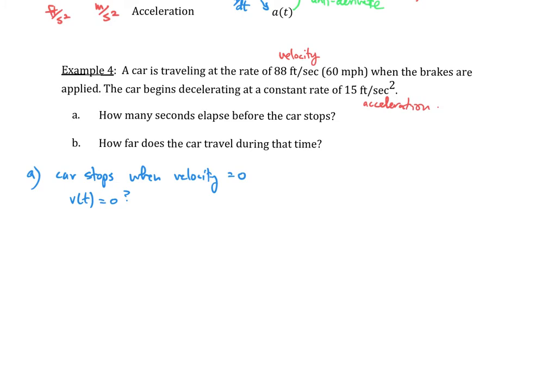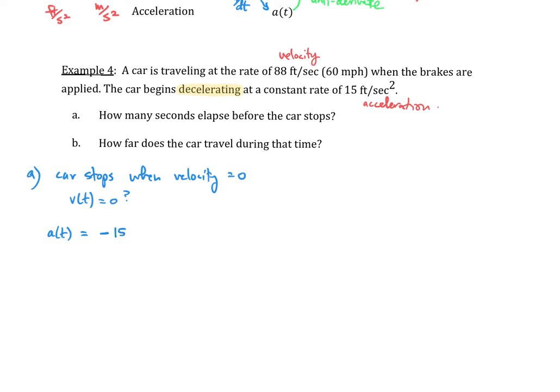What I need to do then is create a function for the velocity. In fact, I got to go and find my acceleration function, my velocity function, and my position function. So what's my acceleration function going to be? At this point, I want to mention that they told us that this car is decelerating. Decelerating means the rate of change of the velocity is negative. So my acceleration function is not going to be 15 feet per second squared because it's decelerating. It's going to be negative 15 feet per second squared.